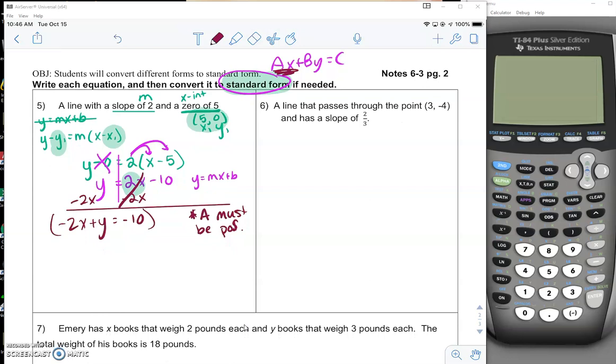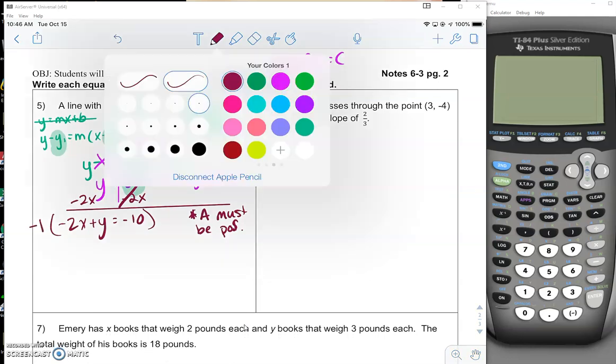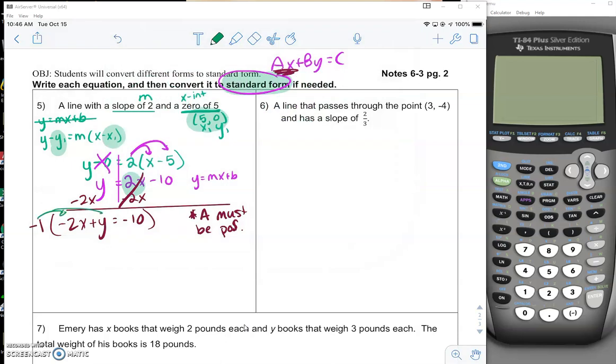So to make it positive, without changing anything else, we can multiply by negative 1. This will change the sign. Negative 1 times negative 2 is positive 2x. Negative 1 times y is negative 1y. And negative 1 times negative 10 makes positive 10. So in standard form, our equation is 2x minus y is equal to 10.